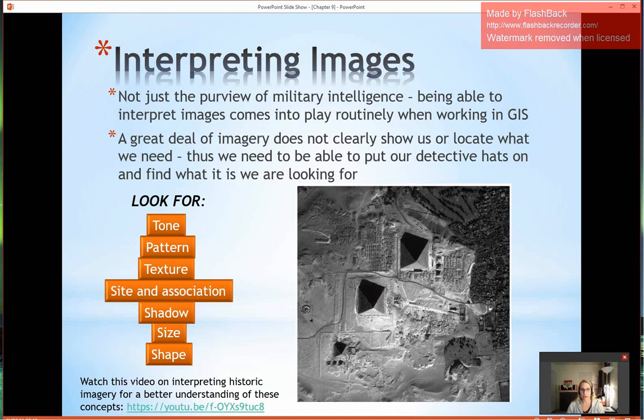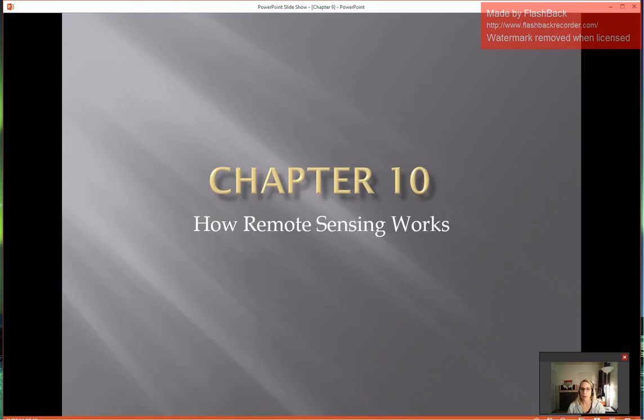In the book, I'm not having you do the lab, but if you want to, you can do the lab for chapter 9. It is interesting. You do a little puzzle where you try and figure out what the different aerial images are by using some of these skills, looking for tone, pattern, texture, and the like. So now I'm going to move into the first half of chapter 10, how remote sensing works.